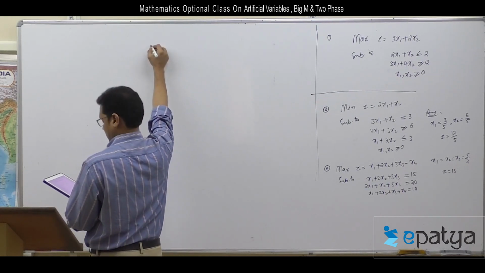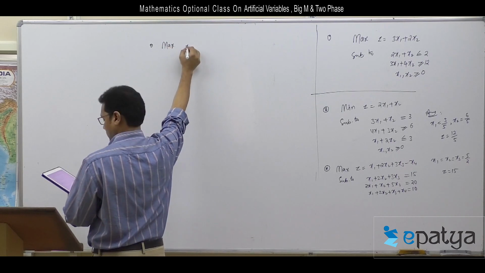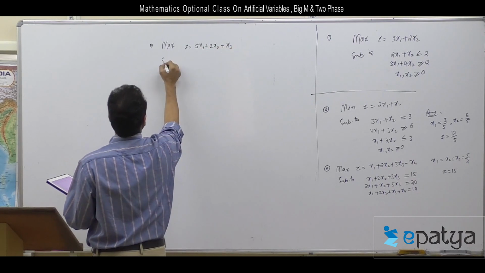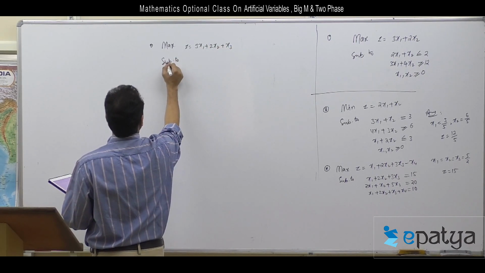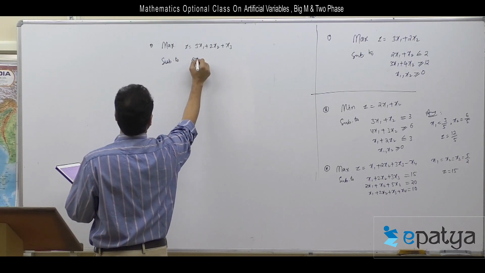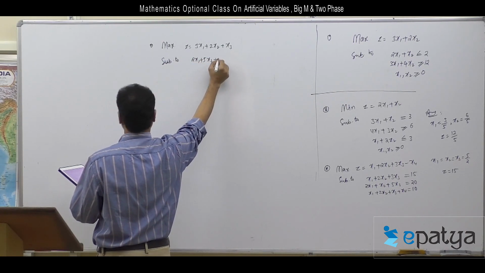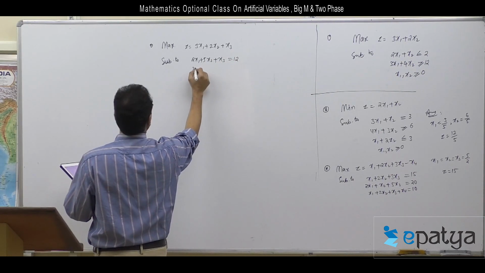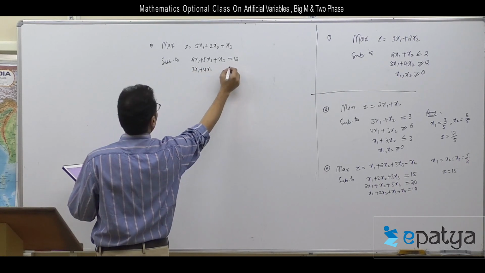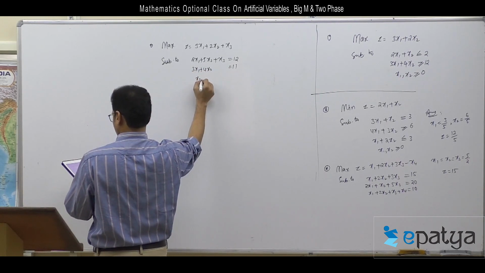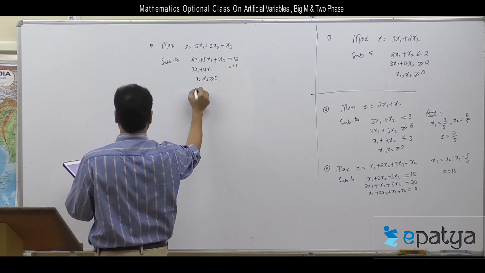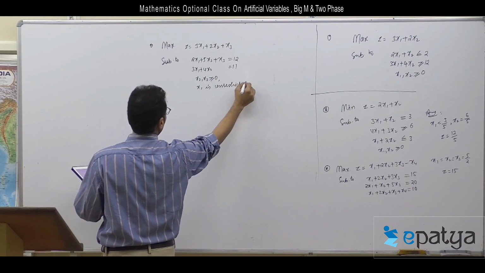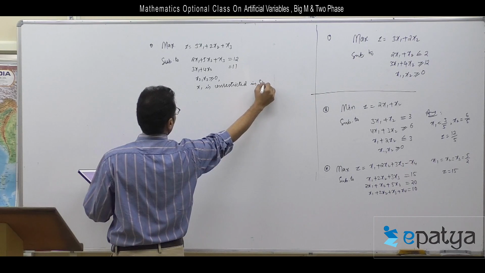Take one last question here. Maximize z equal to 3x1 plus 2x2 plus x3 subjected to the constraints 2x1 plus 5x2 plus x3 equal to 12, 3x1 plus 4x2 equal to 11, x2 comma x3 greater than or equal to 0, x1 is unrestricted in sign.